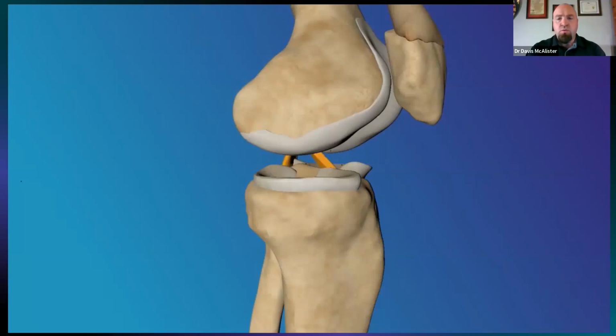The other important component with this too is that the popliteus muscle that's on the back side of the knee is responsible for unlocking. And when it unlocks, it reverses that rotational component to allow the knee to go back into flexion.